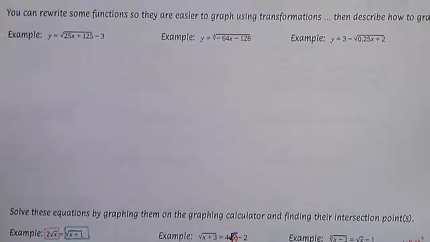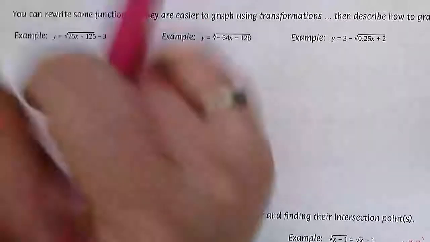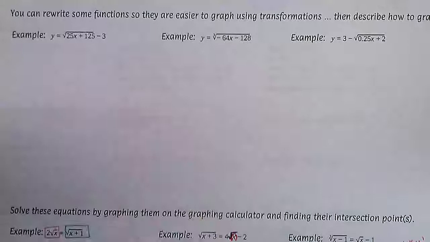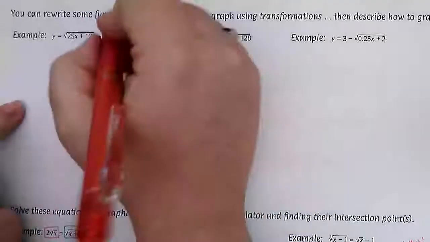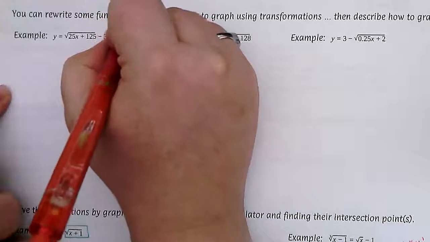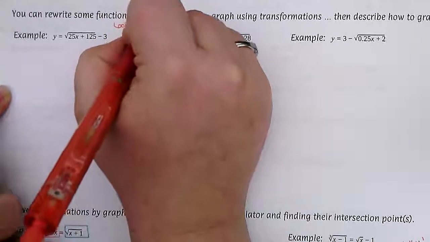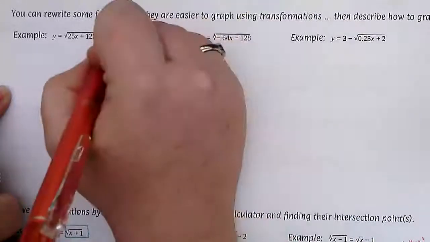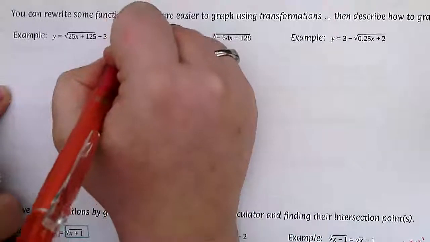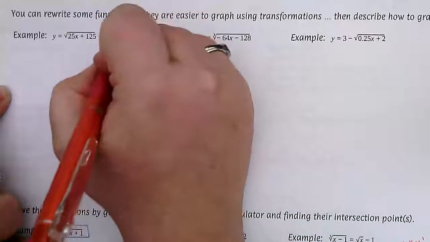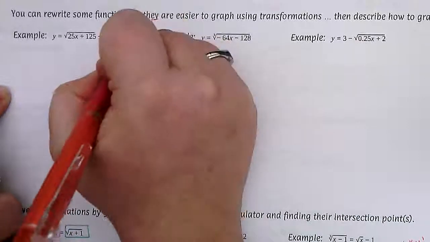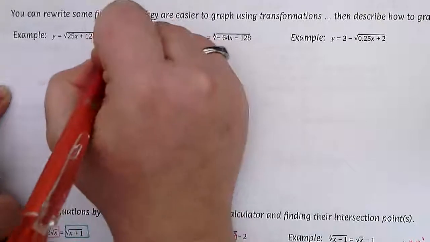So on example one, first thing we're going to do is try to look at what's going on down here. I want to look under the radical and go, okay, there's a 25x and a 125. So what I need to do is look under the radical for a GCF. Here's a little hint: every single time it will be the coefficient of x.